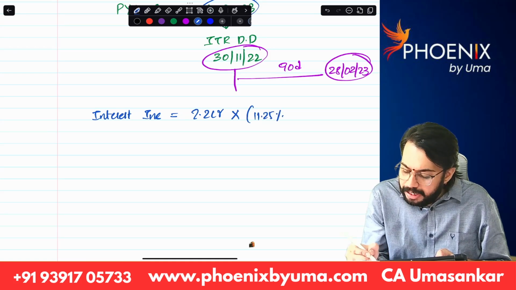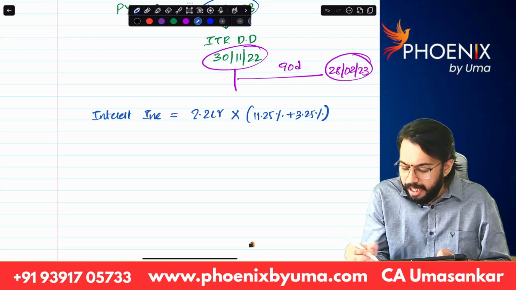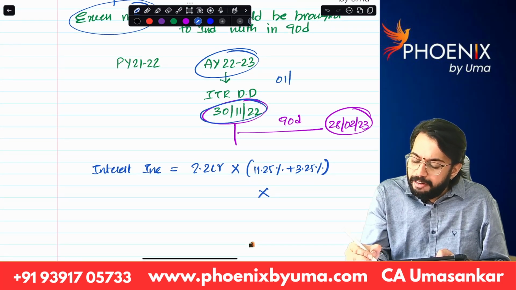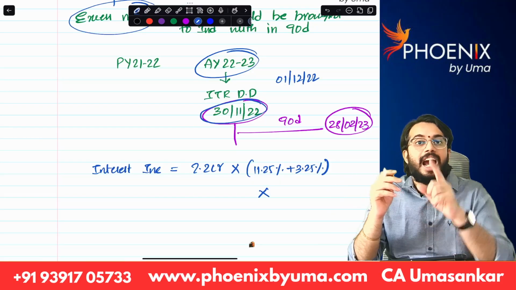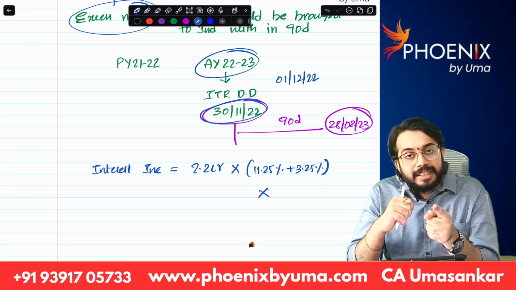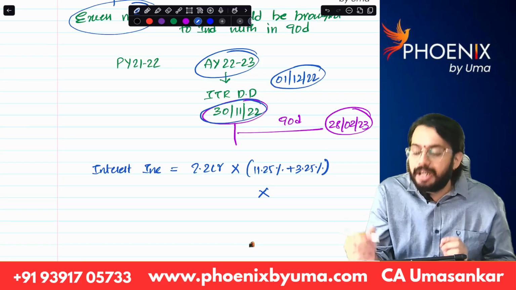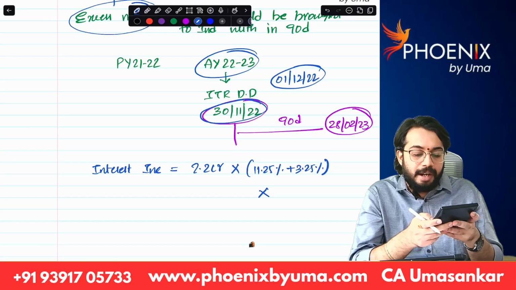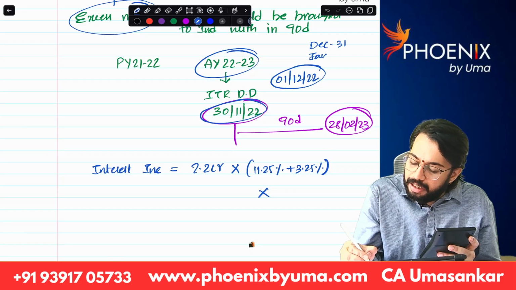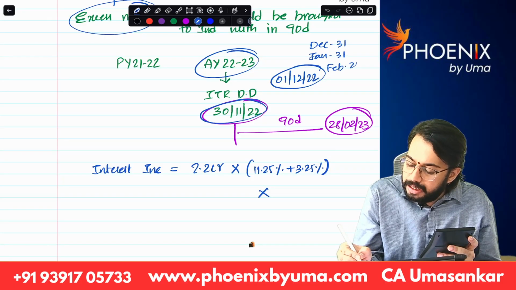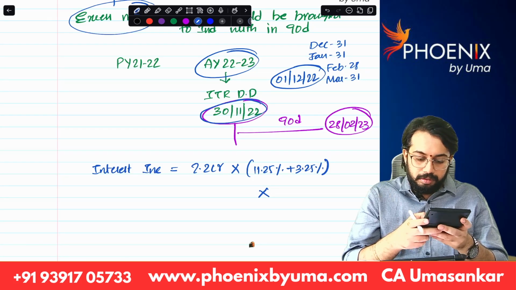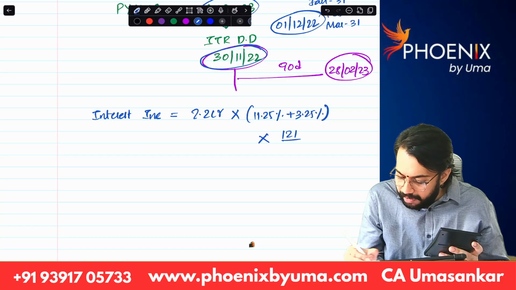11.25% plus 3.25%. Okay, into how many days? Interest will be calculated from 1st December 2022 onwards, correct? ITR due date is 30th November. You did not bring money within 90 days. So from the first day after ITR due date, from 1st December 22 onwards, you need to calculate interest income. How many days? December 31, January 31, February 28, March 31. 121 days. 121 by 365.